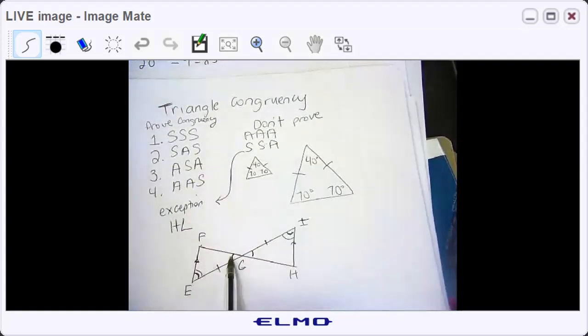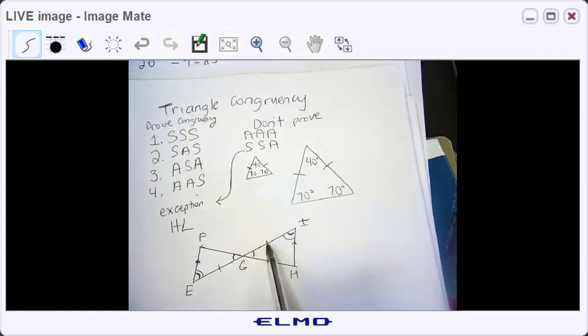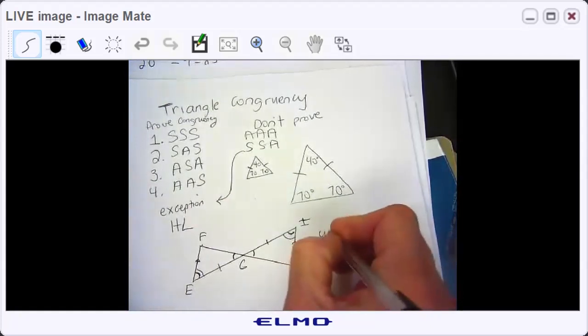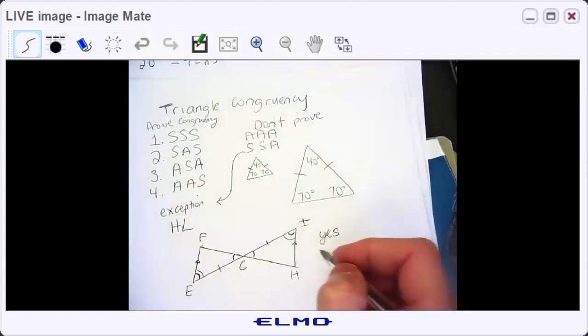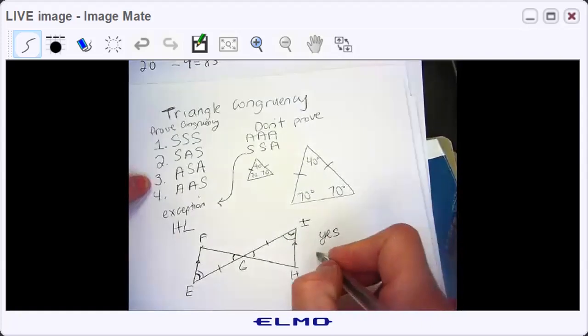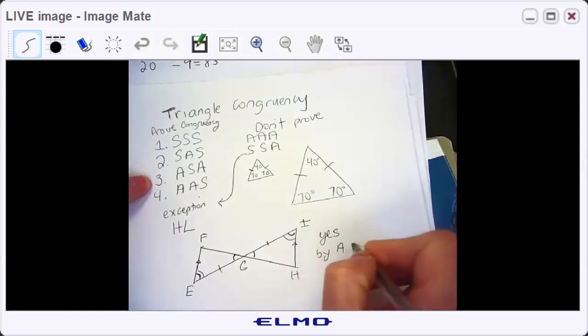So I have 2 angles marked, and I have one side in between. I have the same thing over here, 2 angles marked and the side in between. So this would be a yes. And if they ask you to explain, it's just going up here and picking the right theorem, angle, side angle.